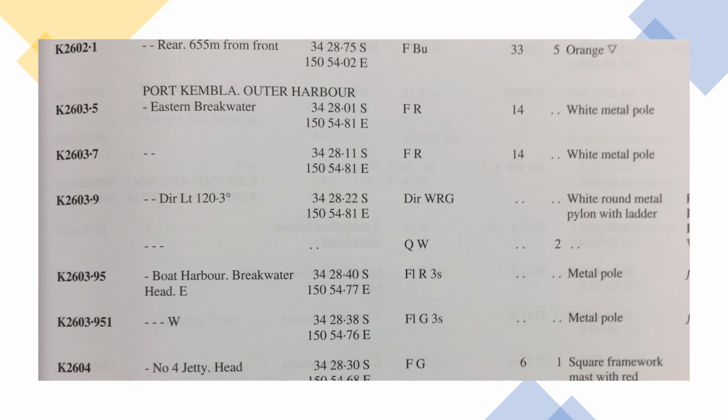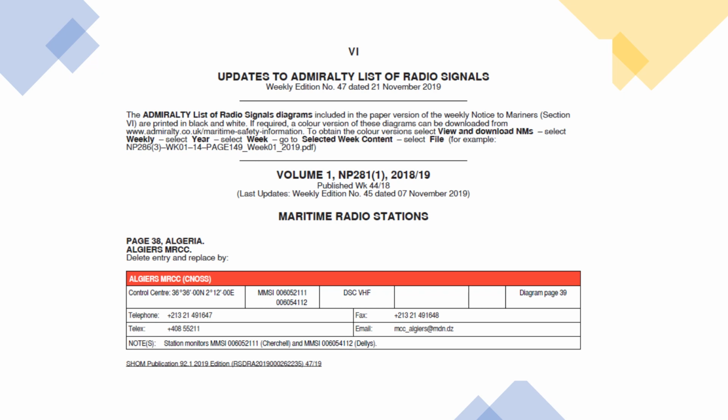Make sure that it's noticeable, it's highlighted, and it is easy for people to trace if it's required. And then I move into section number 6, which is updates to Admiralty List of Radio Signals. Now, Admiralty List of Radio Signals is also known as ALRS, and again ALRS has a number of volumes.